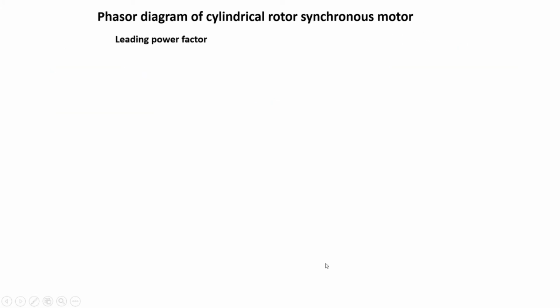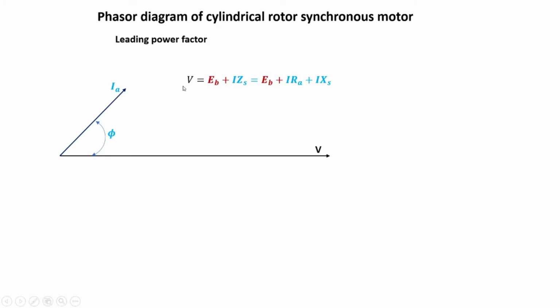Now let's consider the phasor diagram of a cylindrical rotor synchronous motor corresponding to leading power factor condition. The terminal voltage is taken as the reference. Armature current IA is leading voltage by a power factor angle phi. We know the expression for the terminal voltage as EB plus IA RA plus IA XS.